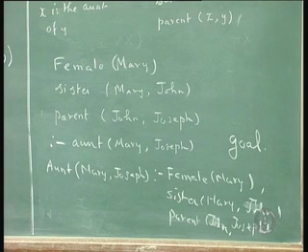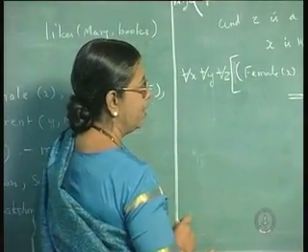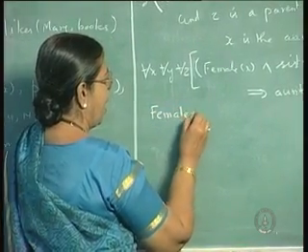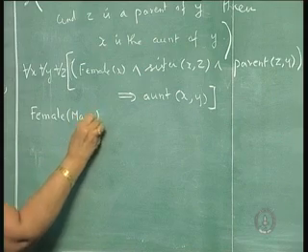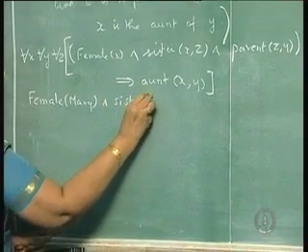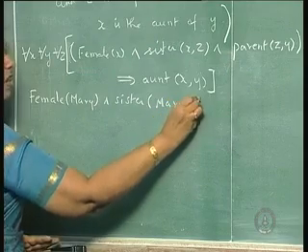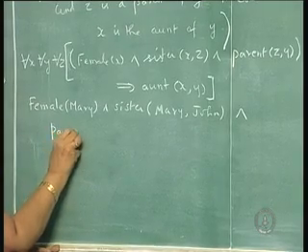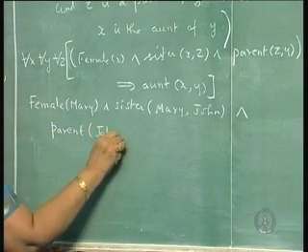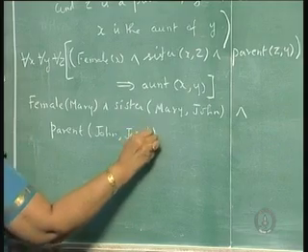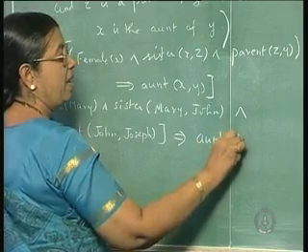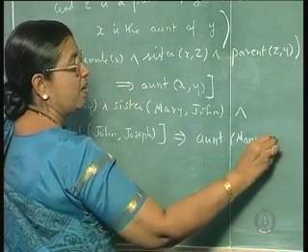Now, let us write it here. If you instantiate with X, Y and Z, you will find that you can write something like this: female Mary and sister Mary John and parent John Joseph implies aunt Mary Joseph.